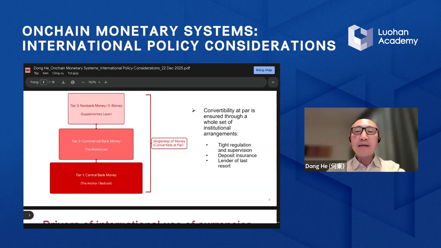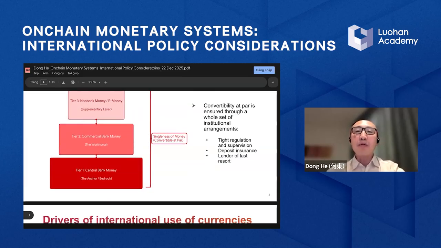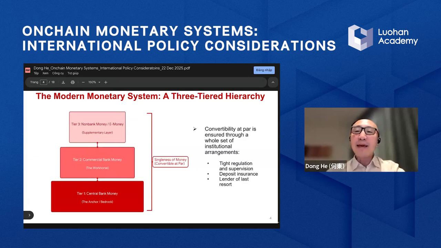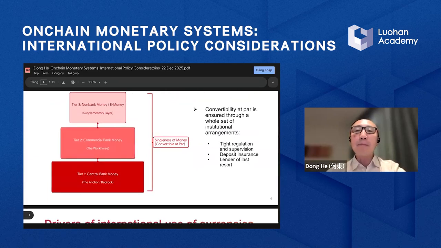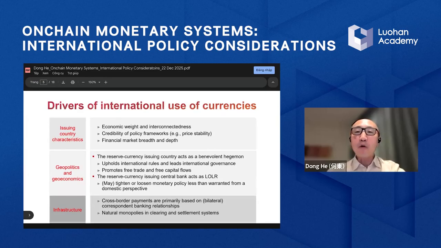Now, in this three-tier system there is a guarantee of singleness of money, or convertibility at par between the different components. That's because we have a whole set of institutional arrangements. The most basic, or the important part of that, is that there is tight regulation and supervision. For example, banks are regulated under Basel principles. There's very tight regulation under Basel on banks' capital requirements and liquidity requirements. And of course, there's deposit insurance. And on top of that, we have the lender of last resort. These are some of the basic institutional requirements that lead to convertibility at par. So convertibility at par is not something to be taken for granted. It has to be based on a whole set of institutional arrangements.